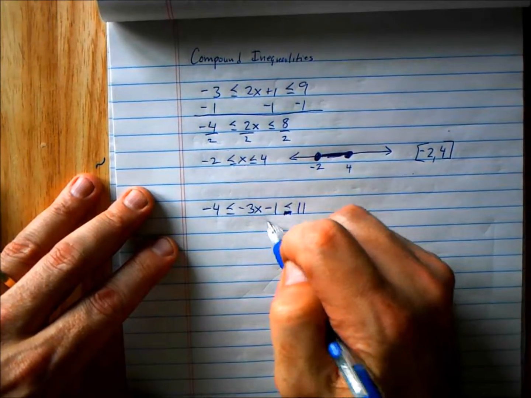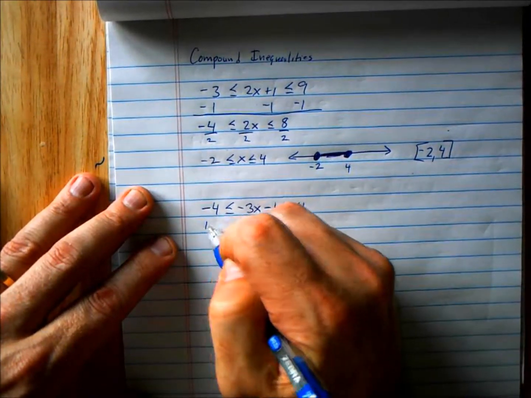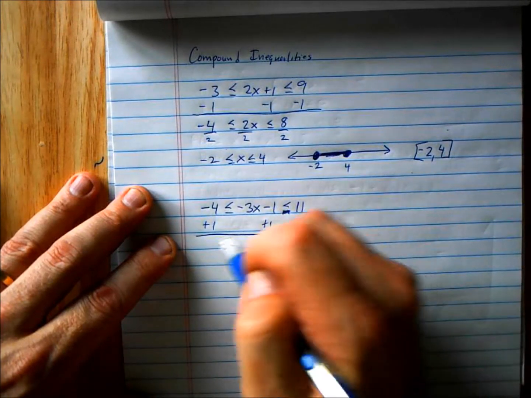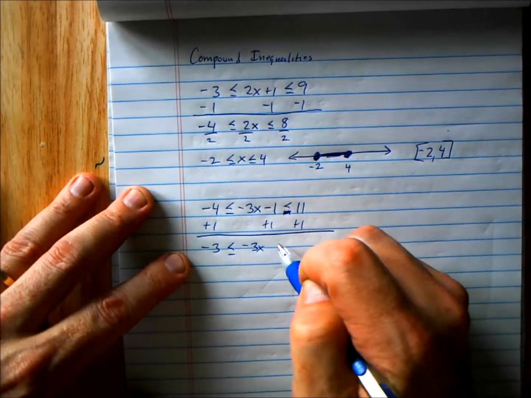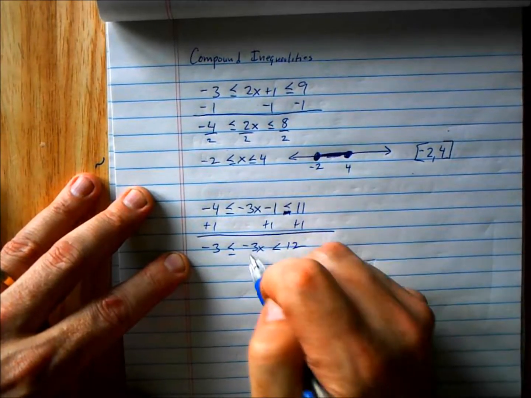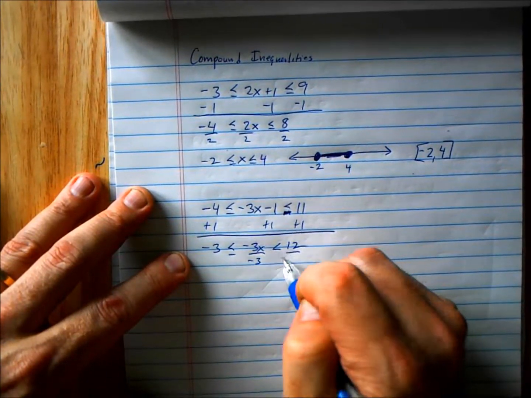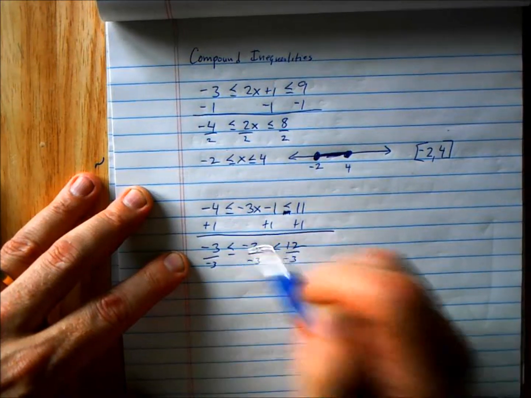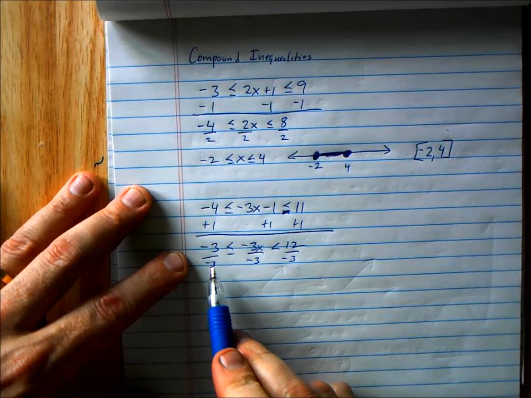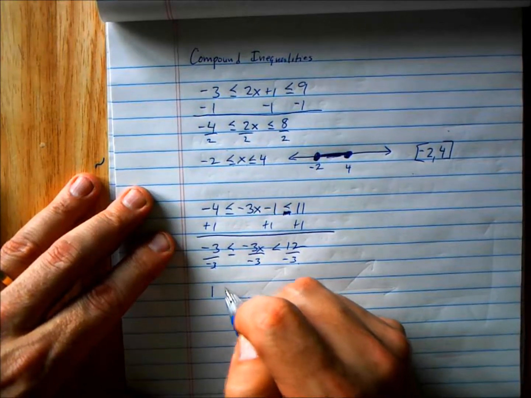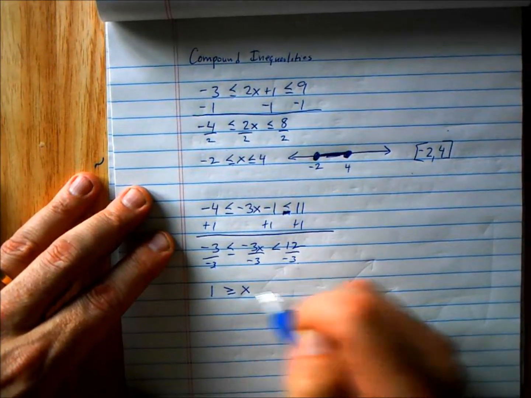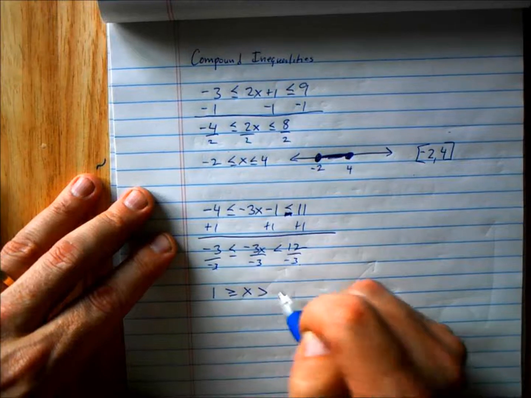Alright, so we add 1, and again we have to add 1 everywhere. I get minus 3 less than or equal to minus 3x less than 12. Divide by negative 3. Now this is slightly different. When we divide by negative 3, we got to flip our signs, and since we're dividing everywhere, we got to flip all of our signs. We have 1 greater than or equal to x greater than negative 4.